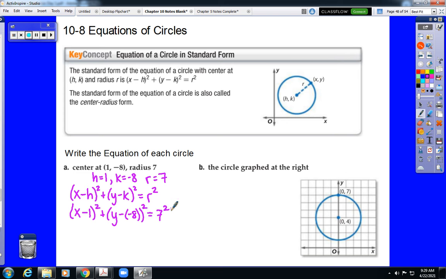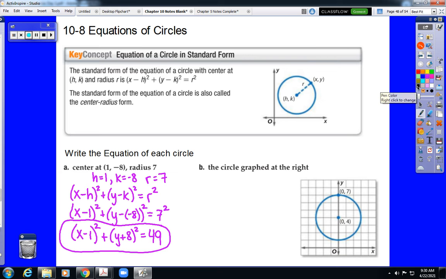Now there are two things we can do to clean that up. The x is already as clean as it's going to get. We leave it as quantity (x minus 1) squared. However, in the y, these two negatives can be changed into a positive, so we can change that to (y plus 8) quantity squared. And then tradition dictates that we take 7 squared and carry out that calculation. 7 squared is 49. So the equation of the circle would be (x minus 1) quantity squared plus (y plus 8) quantity squared equals 49.